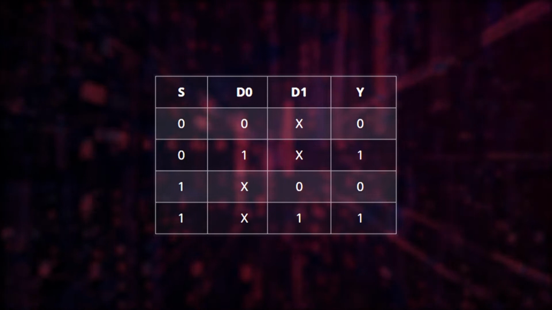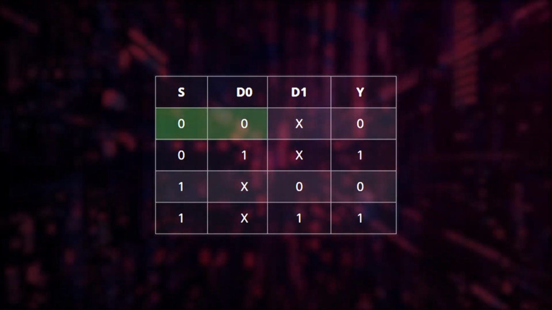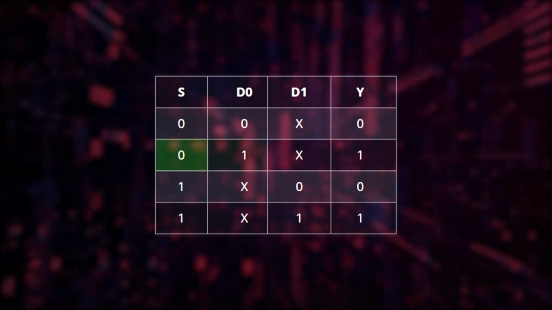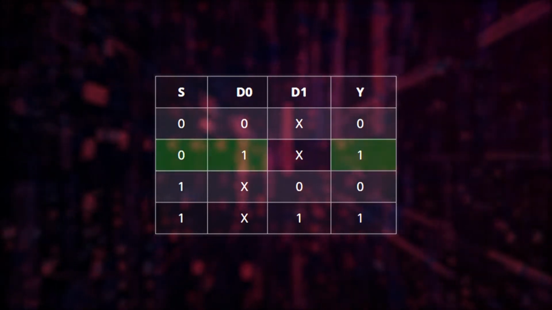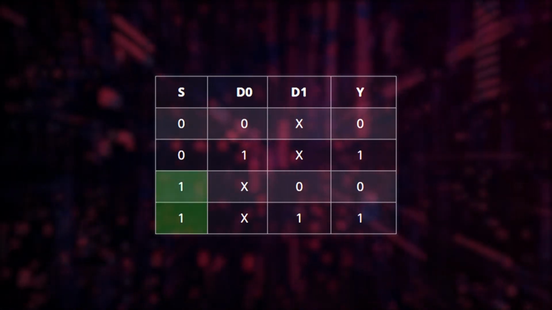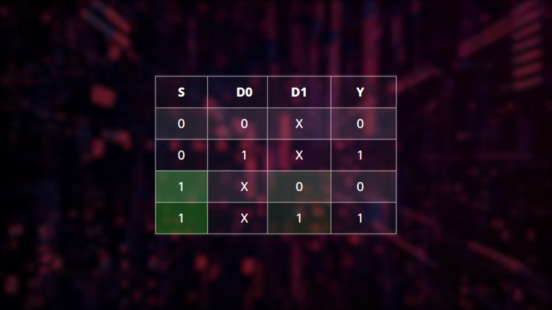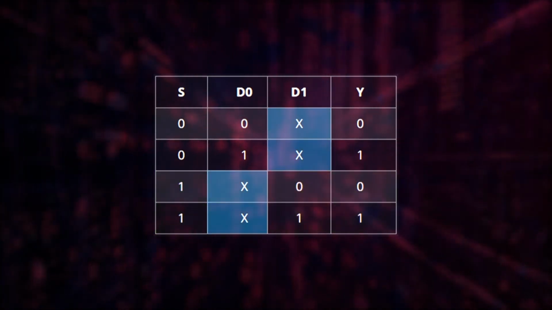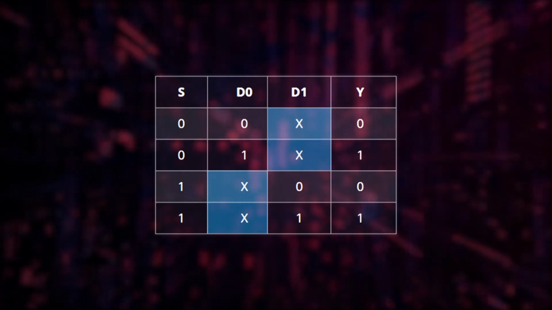Refer to the truth table. When S equal to 0 and D0 equal to 0, the output is 0, and when S equal to 0 and D0 equal to 1, the output is 1. See the next two rows. When S equal to 1, the value of D1, it may be 0 or 1, is at the output. You know that the X in this truth table denotes a don't care condition.